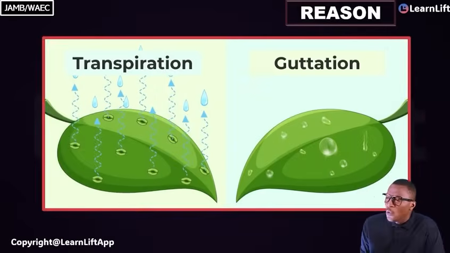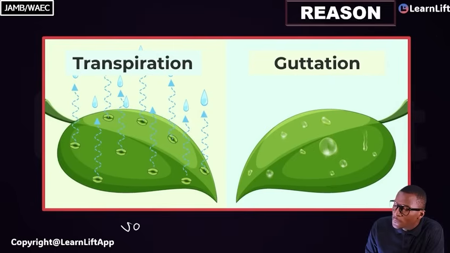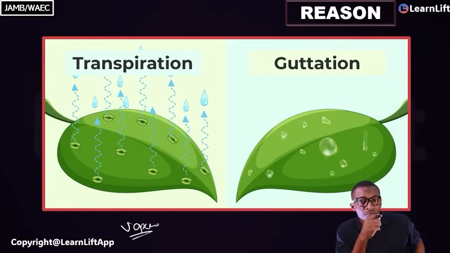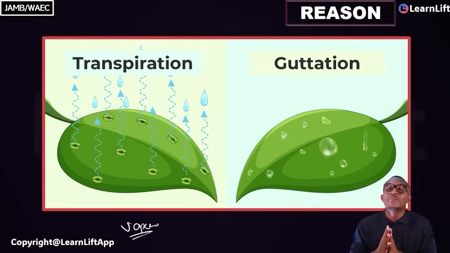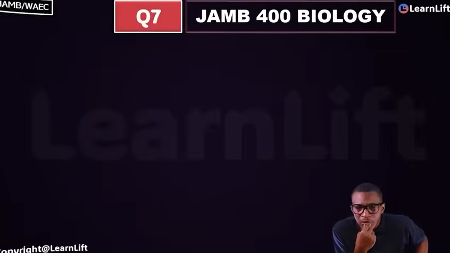Look at this diagram. What can you see? This one, water is moving out. This is water vapor moving out. Water vapor. But this one, what is moving out is water molecules. Do you understand the difference between transpiration and guttation? In transpiration, water vapor moves out, but in guttation, water molecules. That's why option D becomes the answer.